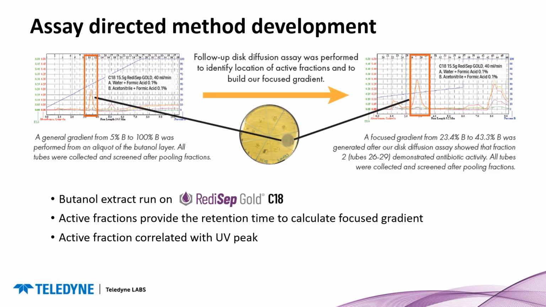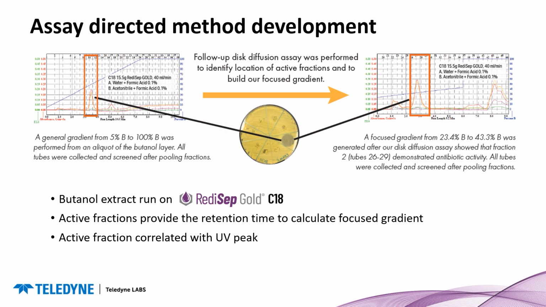The butanol extract on the previous slide was applied to a reverse phase scouting gradient on the NextGen Flash system in a RediSep Gold C18 column. Butanol extracts tend to be too polar for silica and are better run with reverse phase. Fractions were collected and applied to wells in a plate.